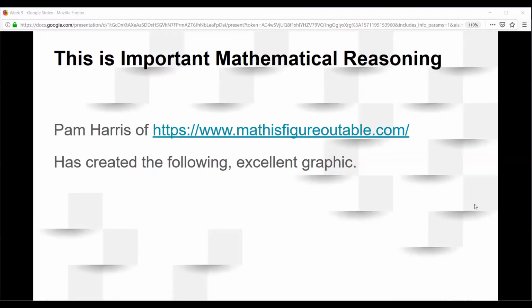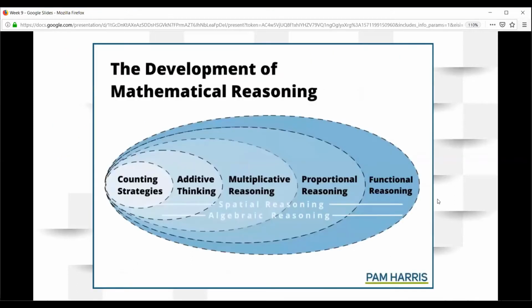This type of reasoning of connecting number patterns, geometric patterns, and algebraic formulas is very important mathematical reasoning. Pam Harris has a nice website, and on it she created an excellent graphic that shows the flow of mathematical reasoning from preschool all the way up through high school. We start with counting, then we think about additive reasoning, then multiplicative reasoning, which moves into proportional reasoning, and ultimately functional reasoning.